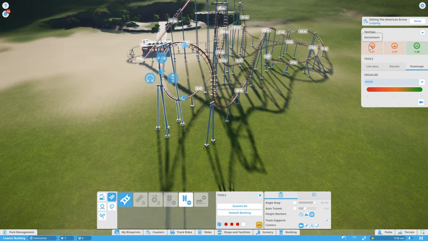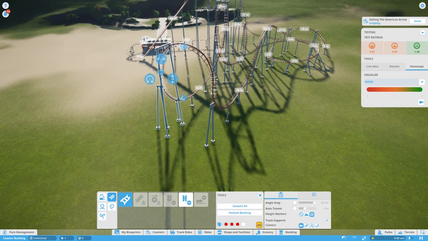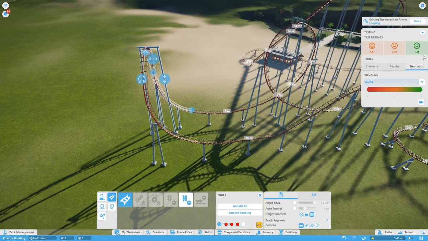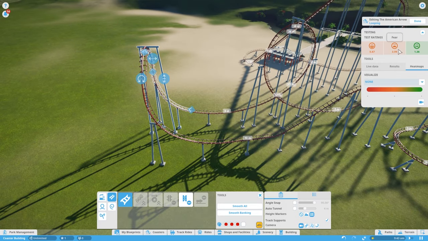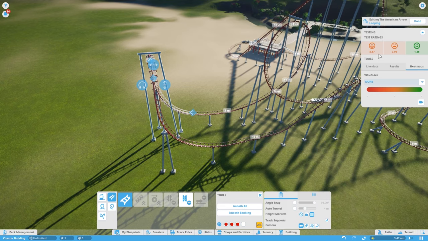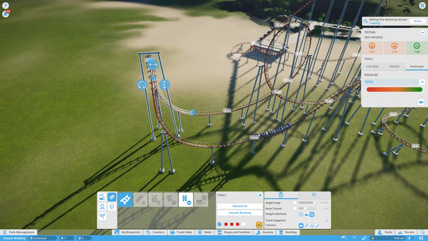So at the moment we've got 5.8 excitement, 3.9 fear and nausea of 1.36. Ideally we'd like to get the nausea down a little, maybe the fear down a little, and try and keep the excitement as high as you can, even push that a little higher, because what you will find is as the fear and nausea get higher, the excitement comes down. Even if the ride itself is exciting, fear and nausea overtake and it drags that down.